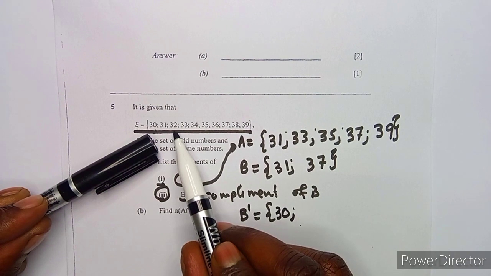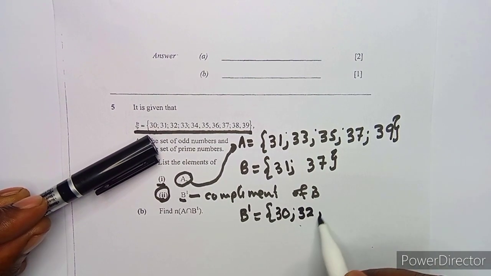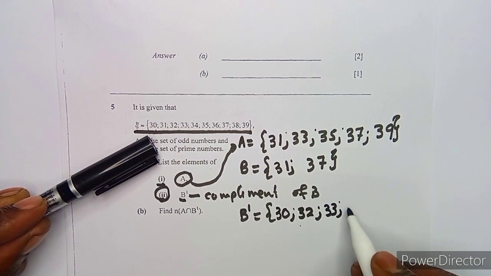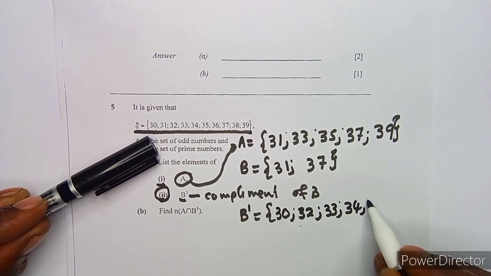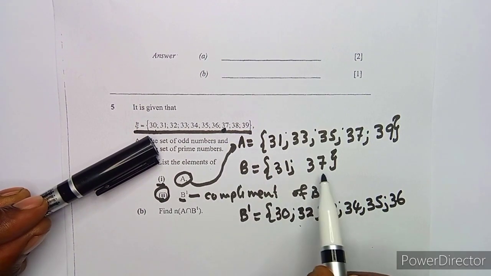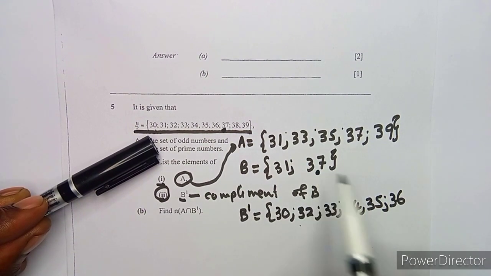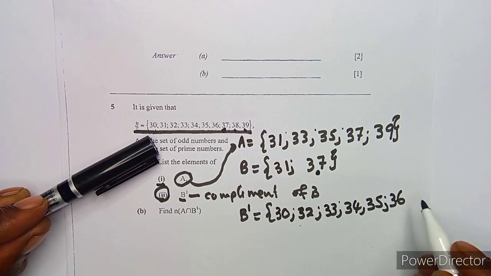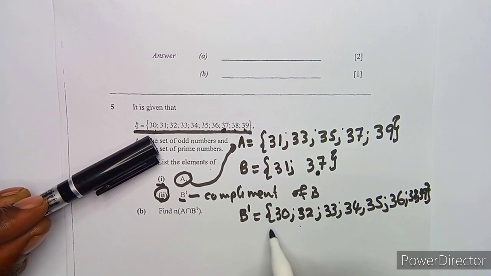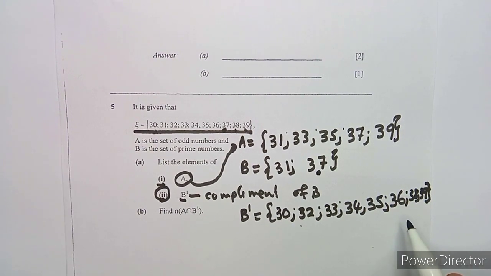All right, which else do we have? We've got 32 here, it's not in B. We have got 33, it's not in B. 34, it's not in B. 35, it's not in B. 36, it's not in B. But 37 here is there in B, so which means you cannot take this value. We move on to 38 and 39. So we have got 38 and 39. These elements, they are not in what? In B. So that is what you are referring to as the complement of B. Those elements which are not found in B, but they are in the universal set.